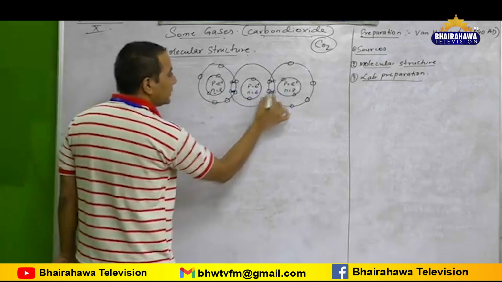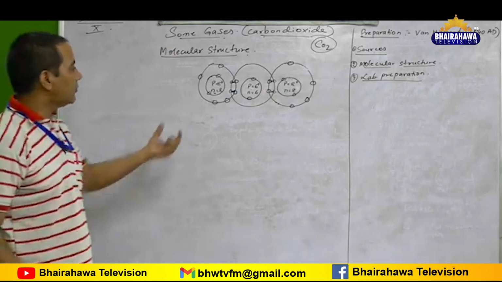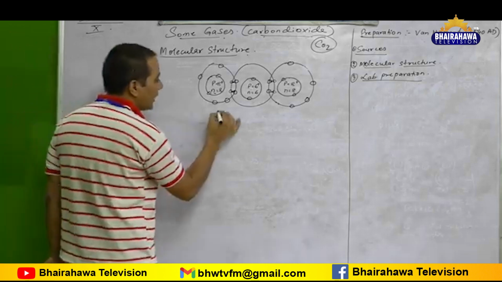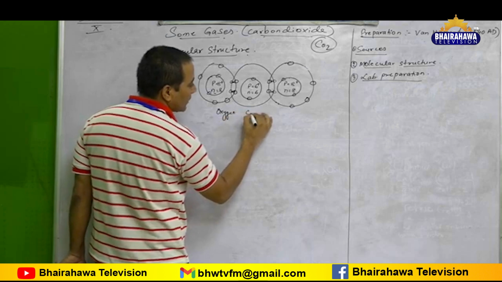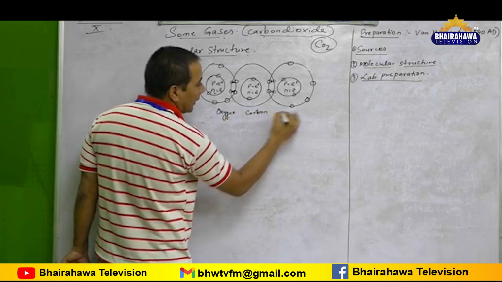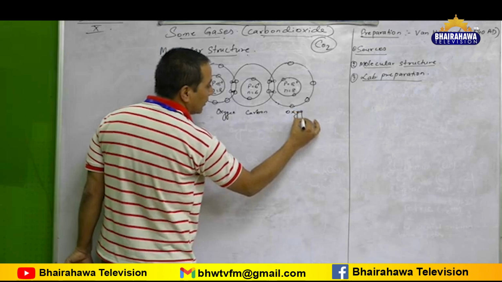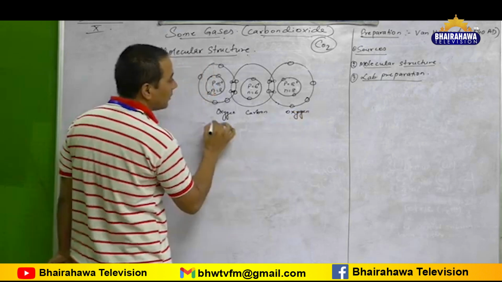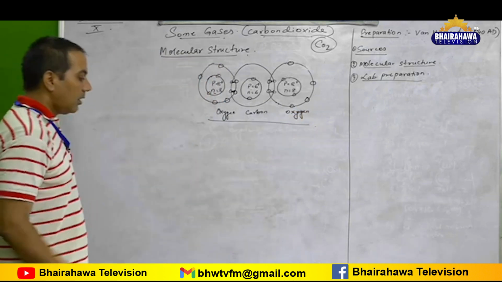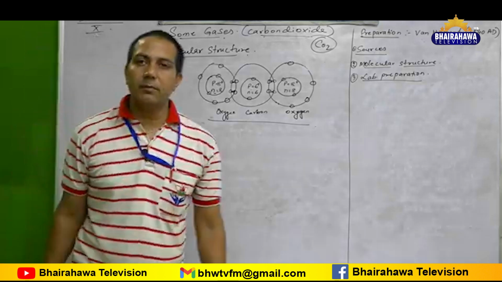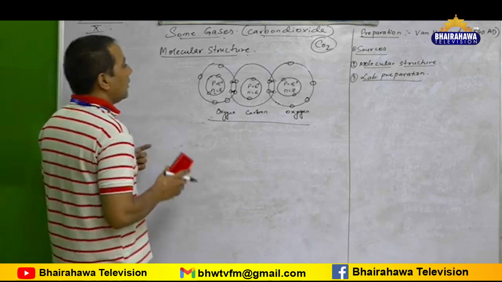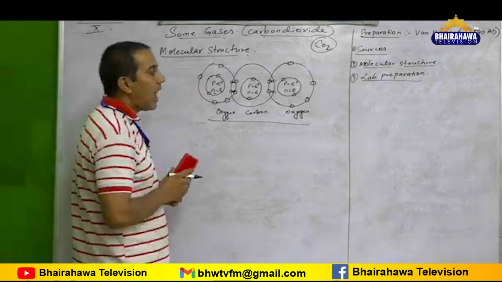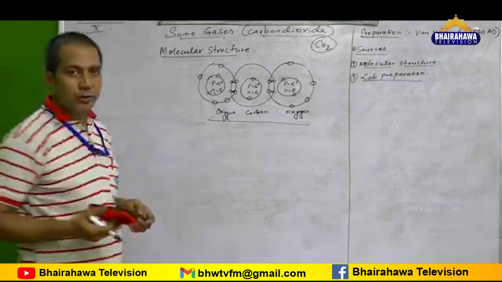Okay. If we see the molecular structure of carbon dioxide, these are the oxygen and this is carbon and this is oxygen. That is the molecular structure of what? Carbon dioxide. Now comes the next one, how it is prepared in the laboratory.